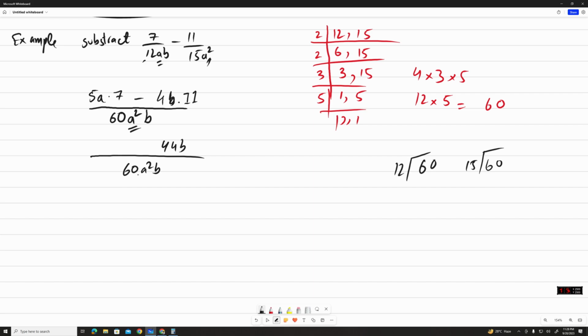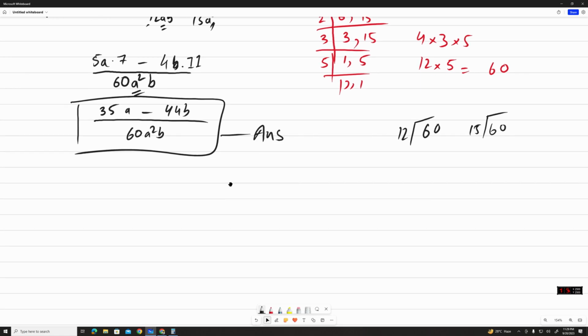It's going to be 35, yeah. 35A. Oh, let me fix that. It doesn't look good. 35A, and this minus will be here. And ladies and gentlemen, this is our answer. Seems pretty straightforward till now.